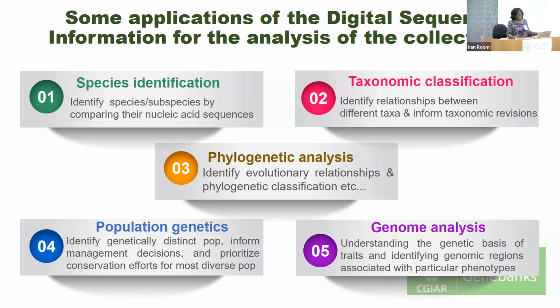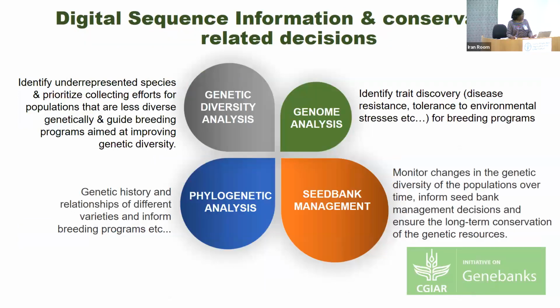Some applications of digital sequence information for analyzing the collection are species identification, taxonomic classification, phylogenetic analysis, population genetics, and genome analysis. You can use analysis of genetic diversity to identify underrepresented species in the collection and prioritize collecting efforts for populations that have less diversity. You can use it also to identify novel genes for trait discovery in the seed bank, and to monitor changes in the genetic diversity of populations over time.